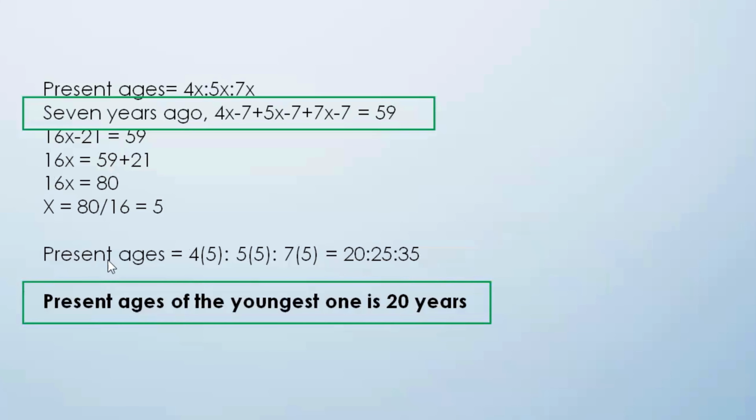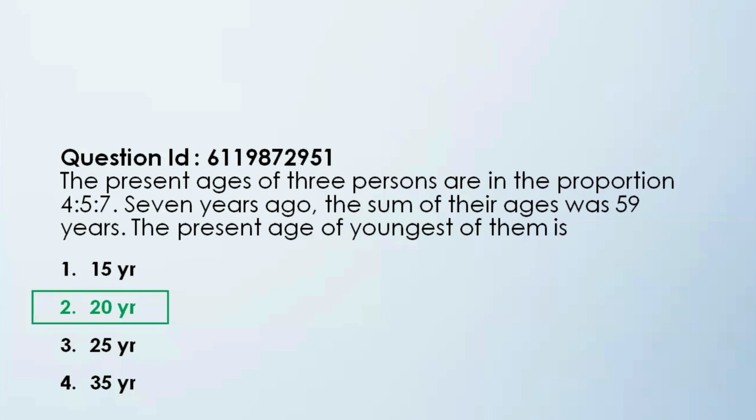Do not stop here. So the present ages become 4 into 5, 5 into 5 and 7 into 5, which is 20 is to 25 is to 35. So the present age of the youngest one is 20 years, and hence the correct answer is option 2, which is 20 years.